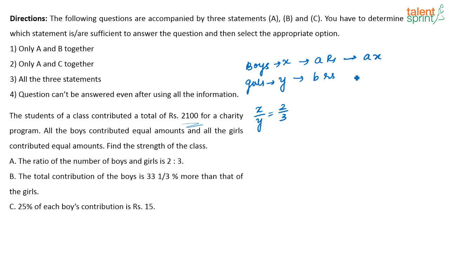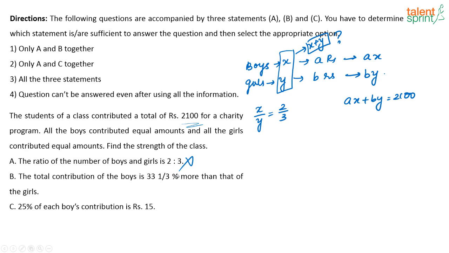So totally boys, how many rupees are they giving? They are giving AX rupees, girls are giving BY rupees. The only thing that I know based on what is given in the question is AX plus BY is equal to 2,100. But again I am not able to find out anything, right? I am not able to find out the total strength of the class. Total strength of the class means I have to find out what is X plus Y. That is the question. So I am not able to find it using the first information.